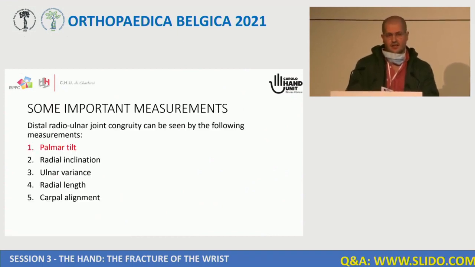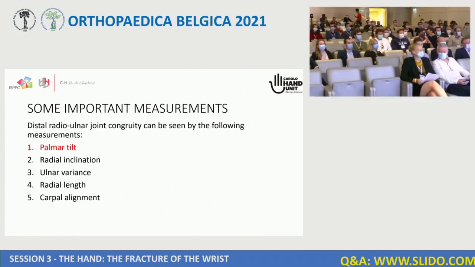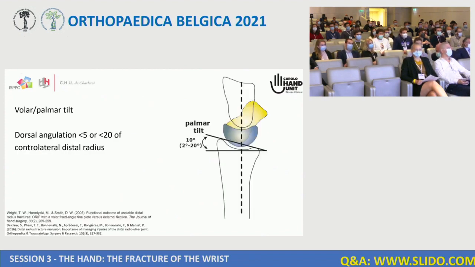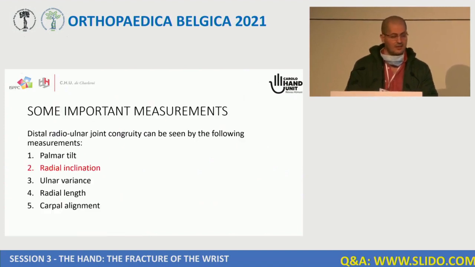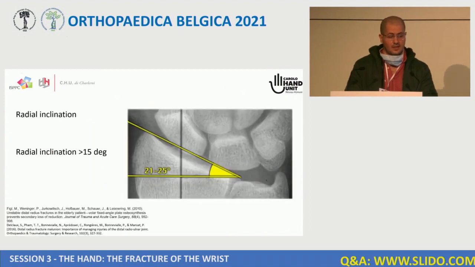When we are thinking of conservative treatment, we should always think of distal radio-ulnar joint congruity. And the measurements that we should take into consideration are, first of all, the palmar tilt. Usually the palmar tilt is about 10 degrees. If we have a dorsal angulation of less than 5 degrees, or less than 20 degrees in comparison to the contralateral distal radius, we can accept a conservative treatment. The second point is the radial inclination. We should have a radial inclination of more than 15 degrees to accept conservative treatment.